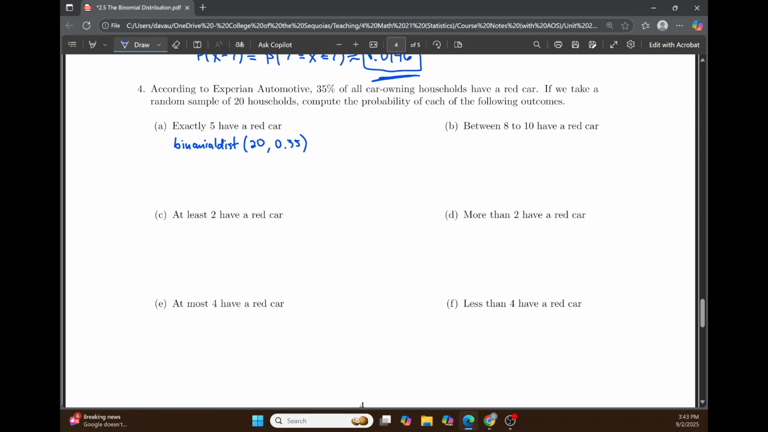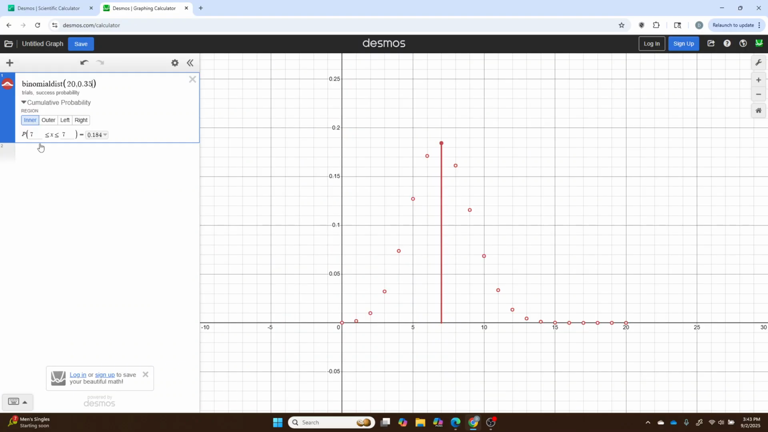I'm just going to reuse this first one. I need to change the probability to 35%, and zoom in on it again. And I want the probability x is between 5 and 5. In other words, the probability x equals 5. And it looks like that's about 0.1272.